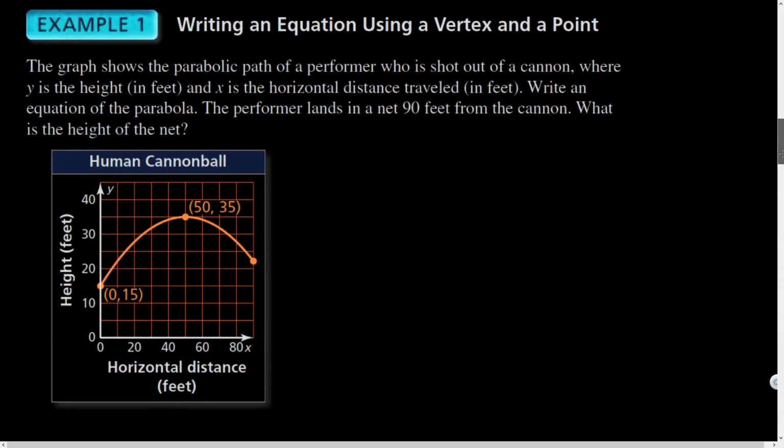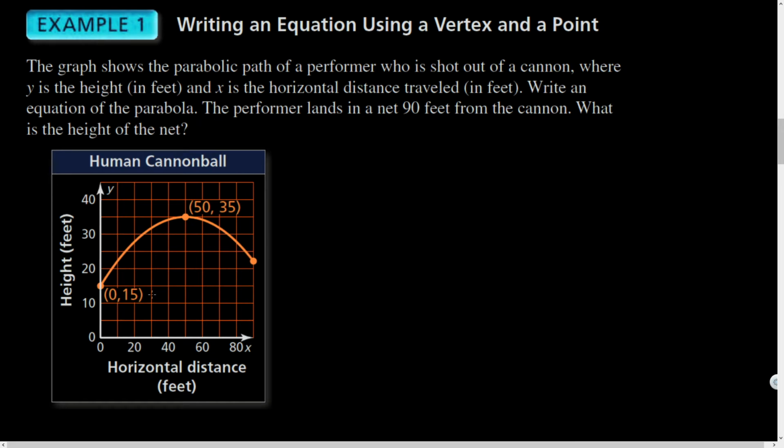Let's take a look at example 1. The graph shows a parabolic path of a performer who is shot out of a cannon, where y is the height in feet and x is the horizontal distance traveled. So the x-axis does not represent time. This is a path equation that's being modeled, not a vertical location given time sort of thing. Write an equation of the parabola.